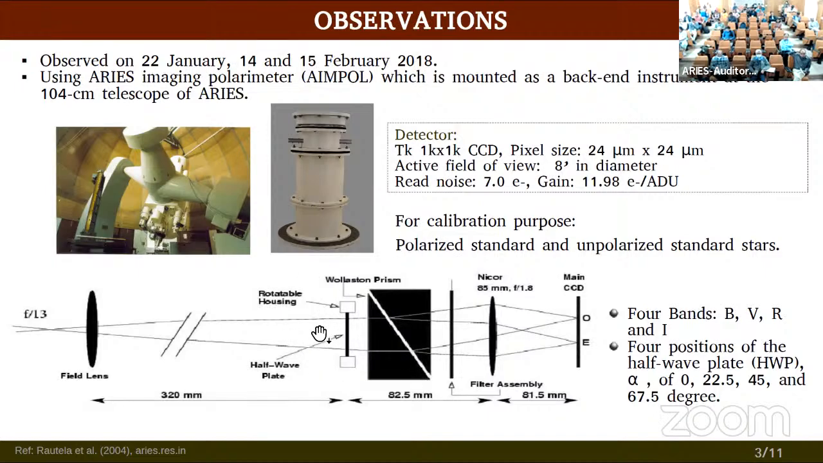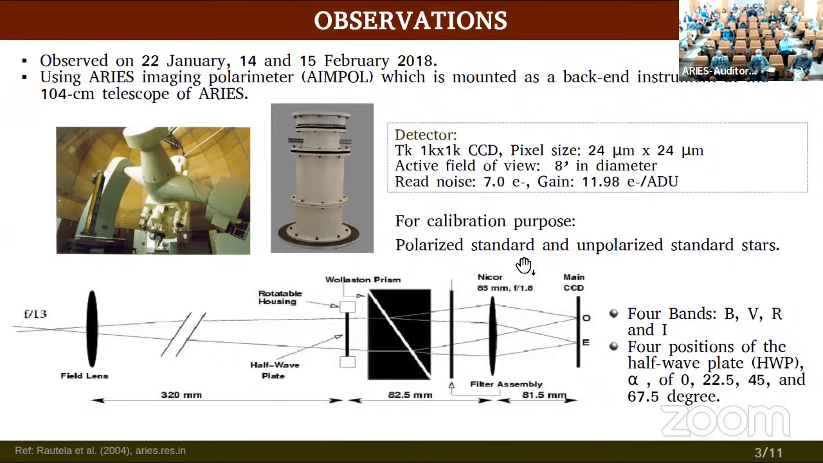The half-wave plate is rotatable, and we have observed the cluster at four positions of the half-wave plate: 0, 22.5, 45, and 67.5 degrees from the celestial north-south direction. Through the Wollaston prism, each image is transformed into two images, ordinary and extraordinary, which are focused on the main detector. The detector used was a 1K by 1K CCD, having pixel size 24 micron and an active field of view of 8 arc minute in diameter.